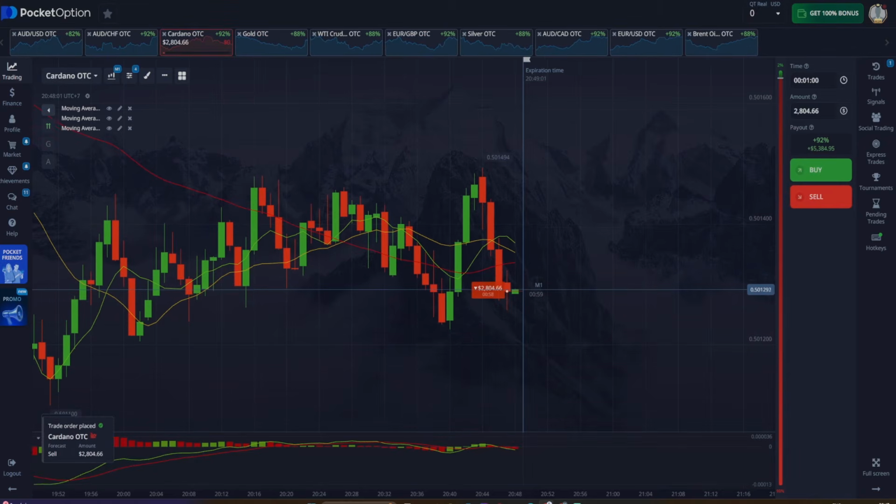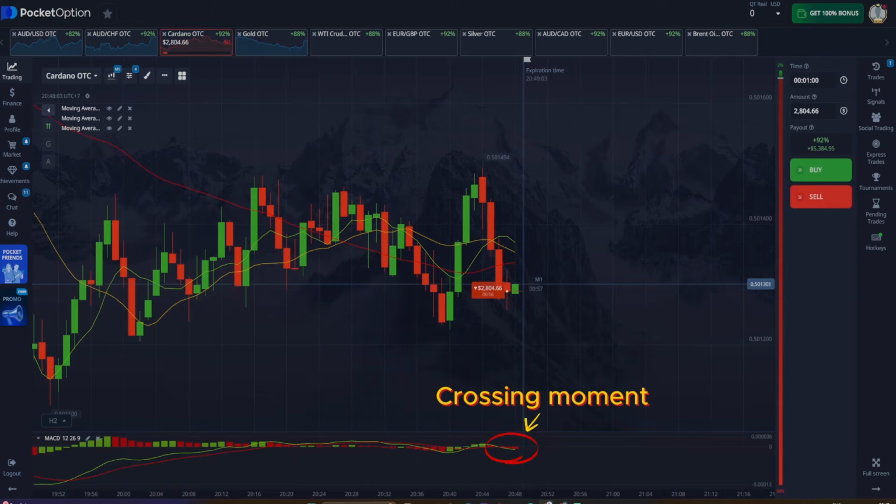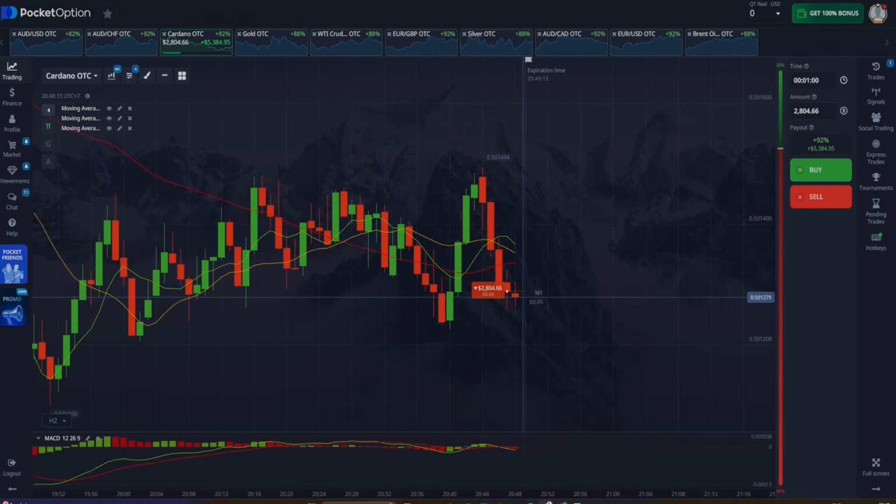Take a look at the MACD indicator. Right now, we have a bearish crossover where the MACD line cuts below the signal line. This is a clear sign that bearish momentum is building and sellers are taking control of the market. Why is this crossover important? Because whenever the MACD line crosses downward, it's often followed by continued weakness in price. On top of that, the histogram turning red confirms that selling pressure is getting stronger.